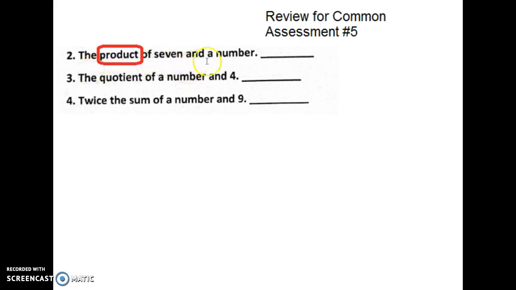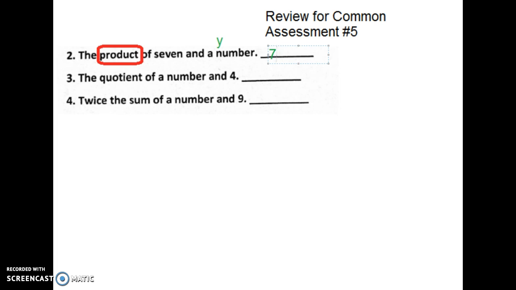So the product of 7 and a number. When it says a number, we can substitute a variable for it. I'm going to use y for right now. So we have 7 and a number, and all it means is 7 times y, right? I can write 7 times y like this, but that looks like 7xy, so I don't want to do that.